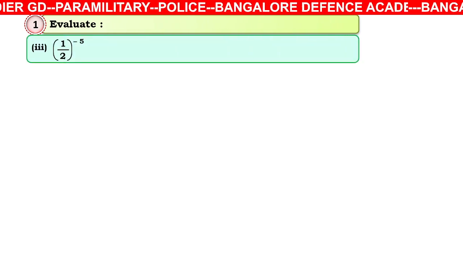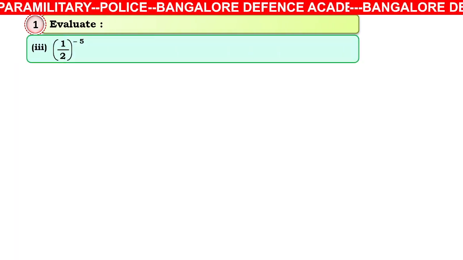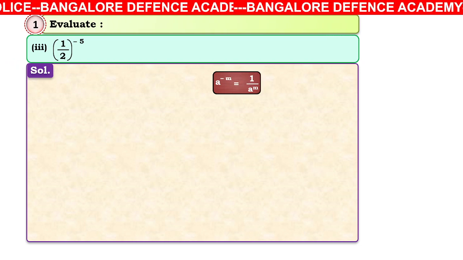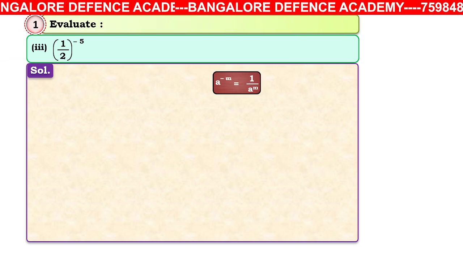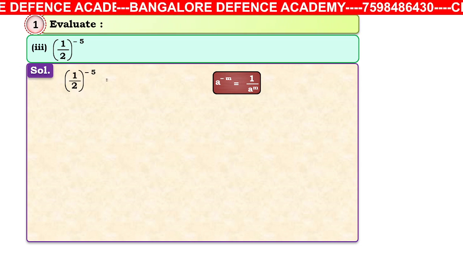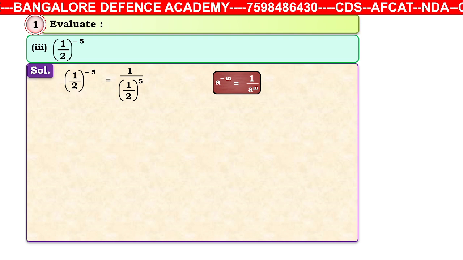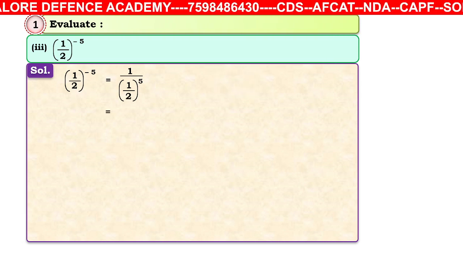Next, (1/2) to the power of minus 5. This is interesting, look at this now. I know the formula a^(-m) is equal to 1 by a^m. So I directly write 1 divided by (1/2)^5. Okay, so now what happens?